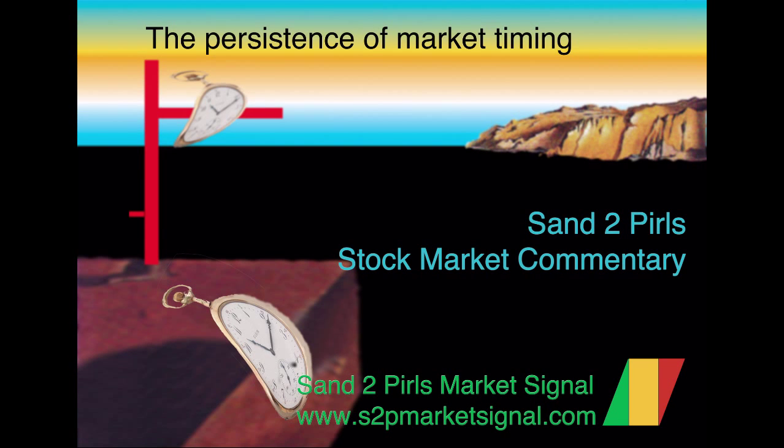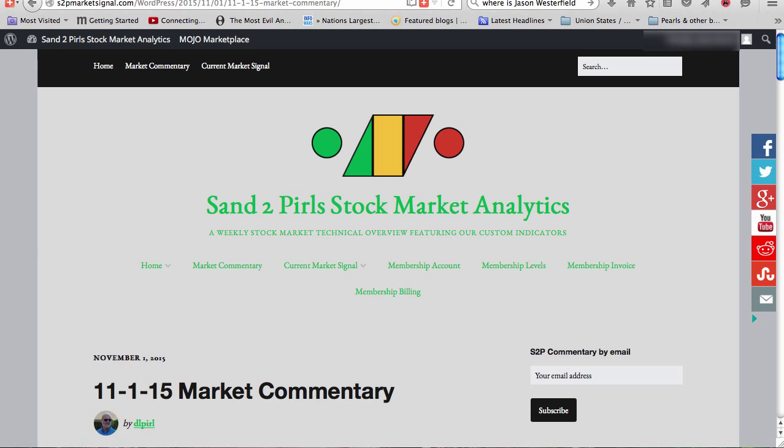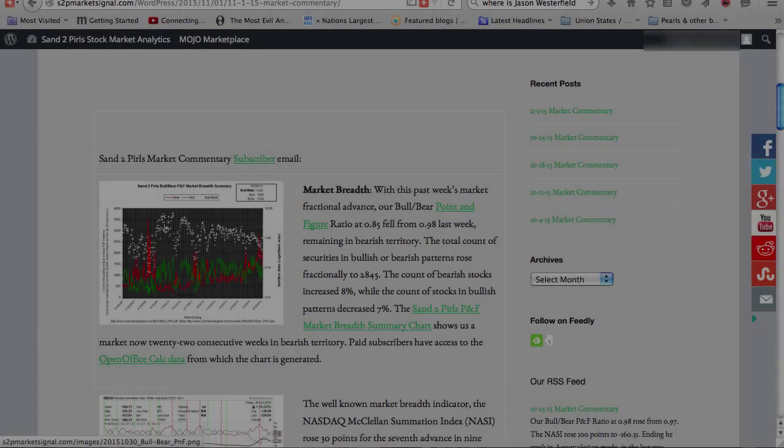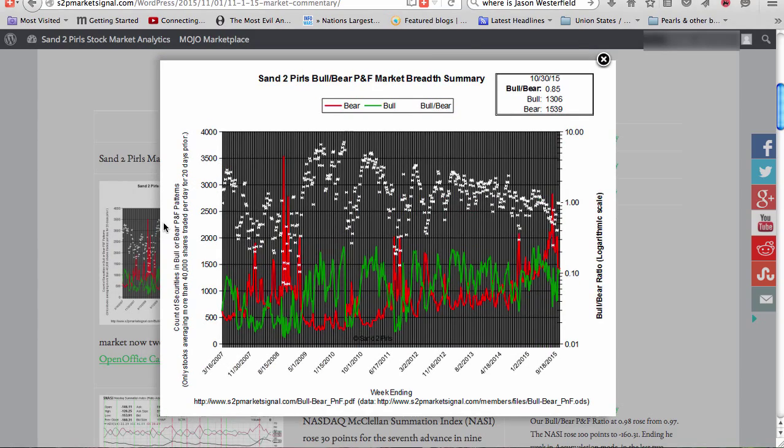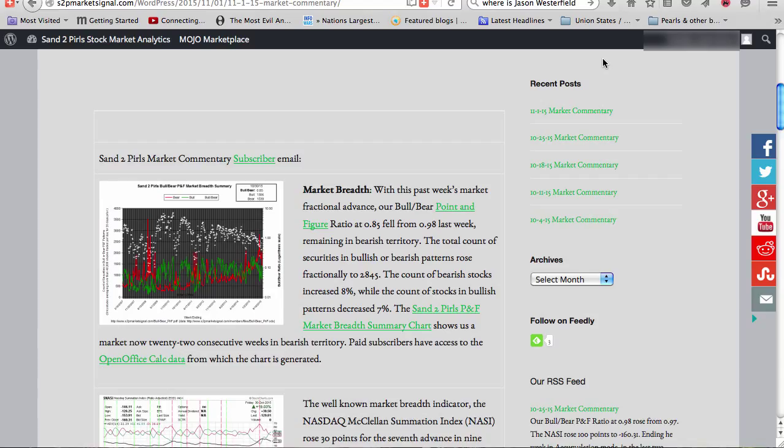You're viewing the Pirls Stock Market Commentary featuring the proprietary bull-bear point and figure market breadth summary chart for November 1st, 2015. Market breadth. With this past week's market fractional advance, our bull-bear point and figure ratio at 0.85 fell from 0.98 last week, remaining in bearish territory.